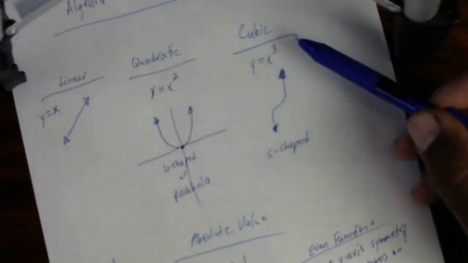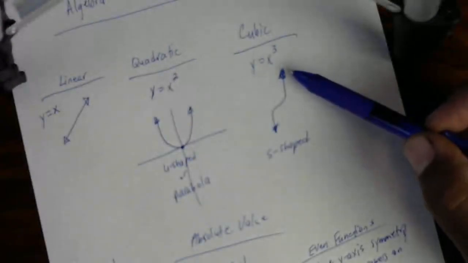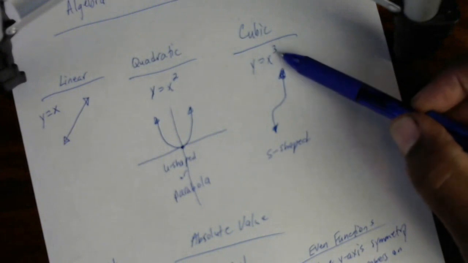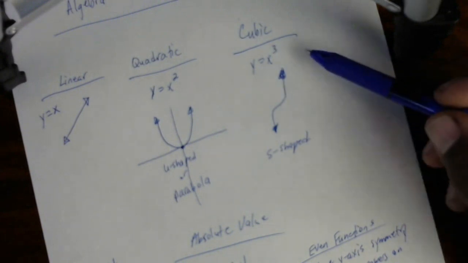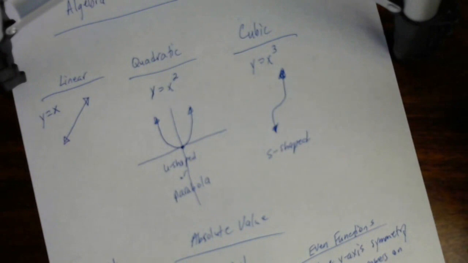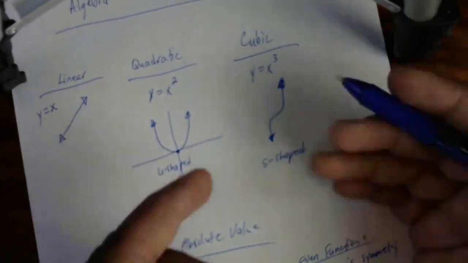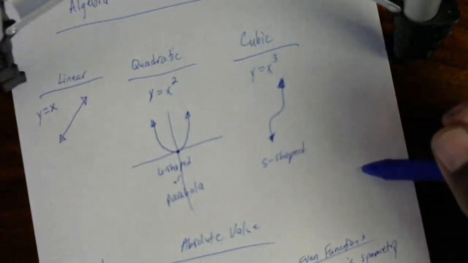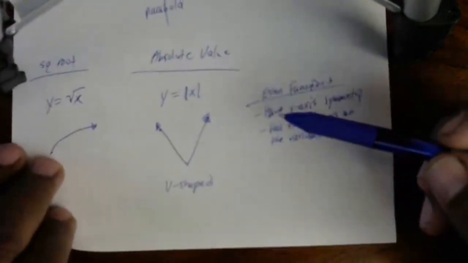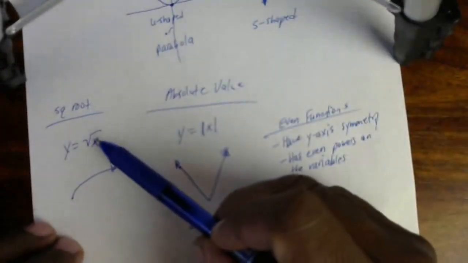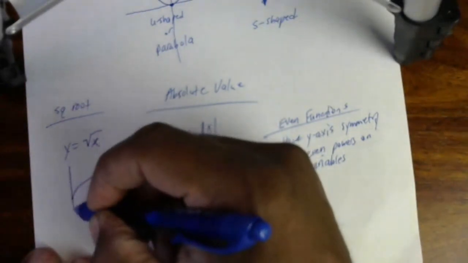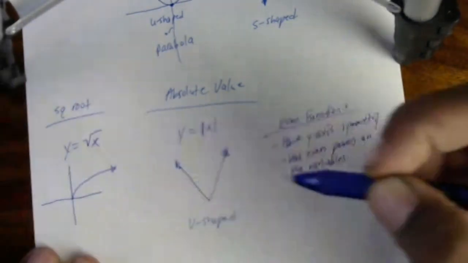If I look at this cubic equation, I look at my variable, it's x. I look at my power, it's an odd number, so this is not an even function. If I were to fold this about the y-axis, it would not overlap on itself. If I look at the square root function, it would not be an even function because if I put this on an x and a y-axis, it wouldn't overlap onto itself.